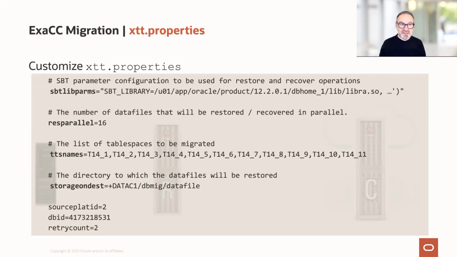Then parallel 16, the tablespaces. So we know already that for each database, we need to configure or build that file fitting for each database because the tablespaces have different names there. Then storage on disk. This is the ASM disk group or directory where the files will be restored to, and some basic parameters. Very simple.